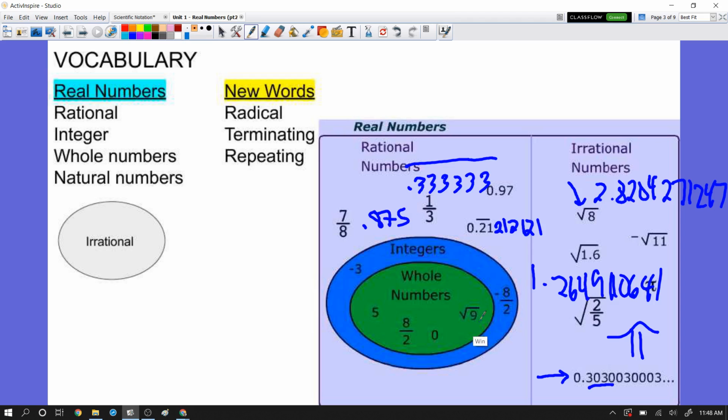So this is the square root of 9 as a whole number. We're going to get into square roots right now. 8 divided by 2 is 4. So if you can simplify it, it'll turn it into the actual number it is. It'll fit into a category once you simplify. Okay.